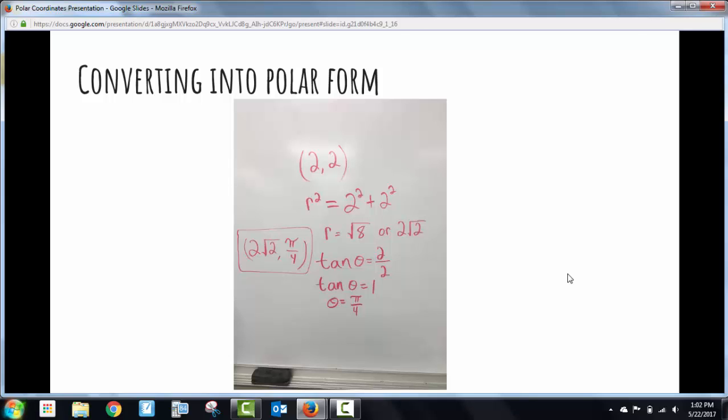When you convert rectangular coordinates into polar form, you would use the r squared equals x squared plus y squared formula. So r squared equals 2 squared plus 2 squared, and you would get r equals the square root of 8, which equals 2 square root of 2. Then you would take the point 2, 2, and use the tangent of theta equals y over x formula. Tangent of theta equals 2 over 2, which is 1, and so theta is pi over 4. Then you would put that into the coordinate r, theta, and so you would get 2 square root of 2, pi over 4.